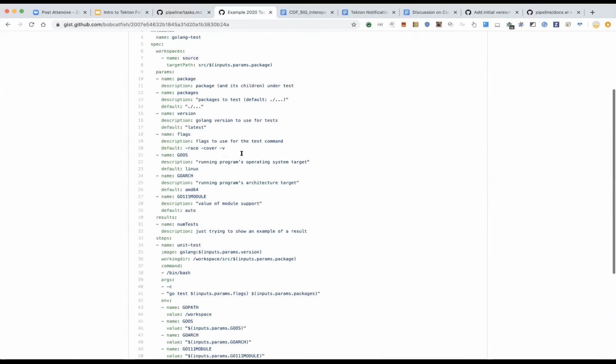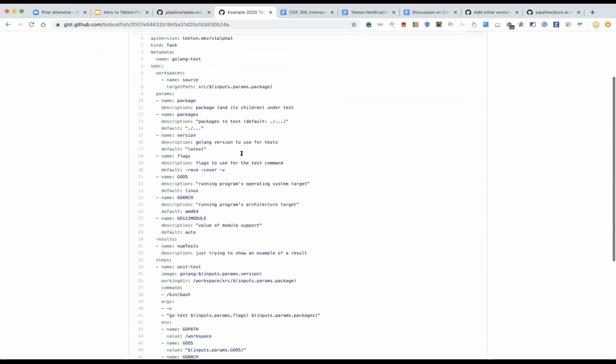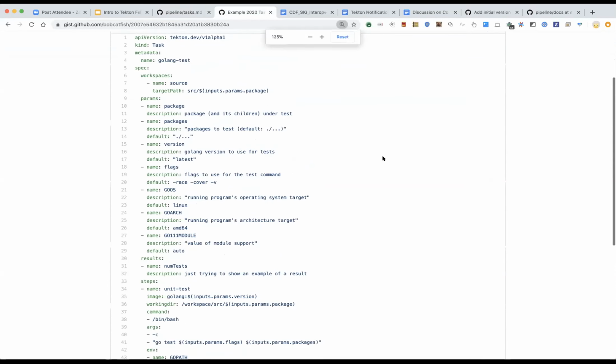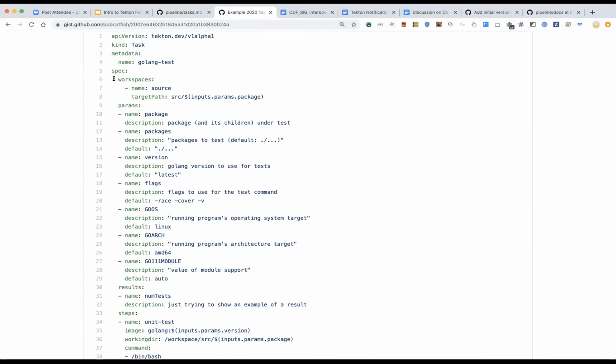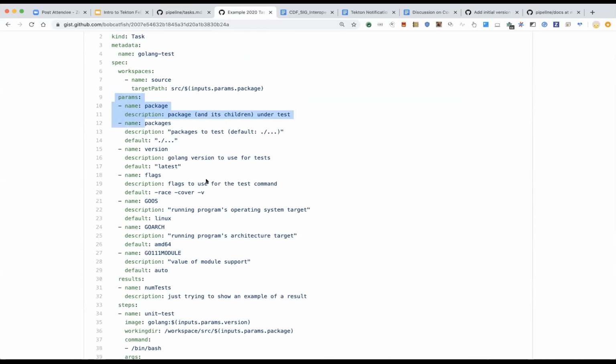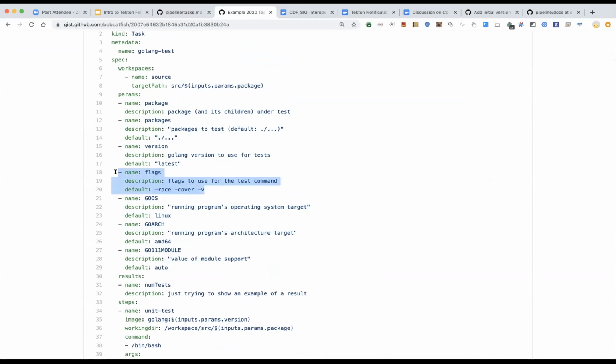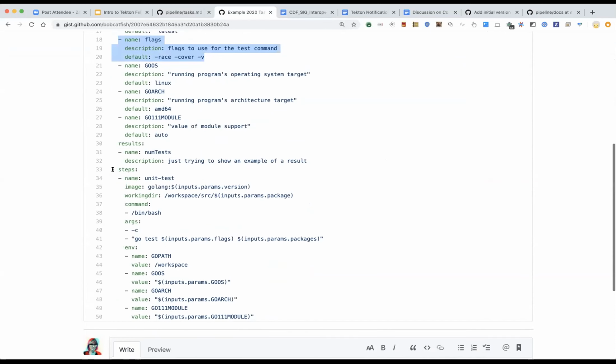And I also wanted to show you what a task looks like. And this is not a real task. I tried to update this to have all the features that I was talking about, but this is an example of a task that would run some tests against some Go source. So it would declare that it expects some files to exist in a particular path. It declares parameters that you can pass to it, like flags that you want to pass while you're running the tests. And then you can have steps.